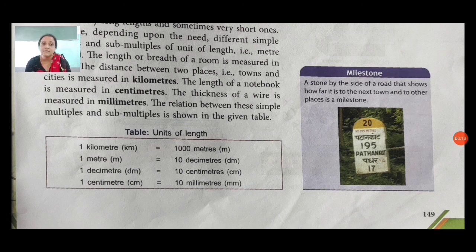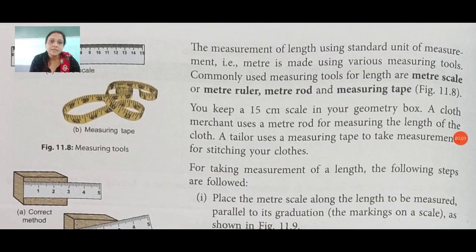1 decimeter is equal to 10 centimeters and 1 centimeter is equal to 10 millimeters. If we want to measure any kind of thing, then we use different types of measurement, the measurement of length using the standard unit of measurement, meter, made using various measuring tools. Commonly used measuring tools for length are meter scale or meter ruler, meter rod, and measuring tape.